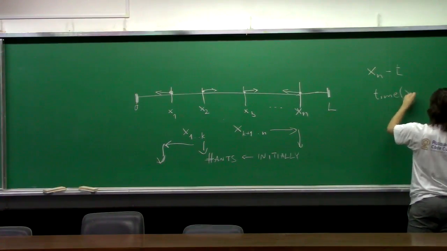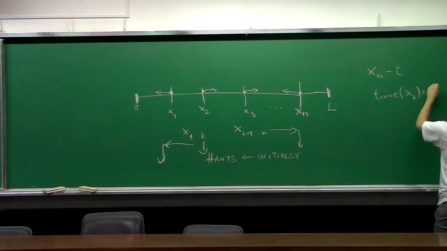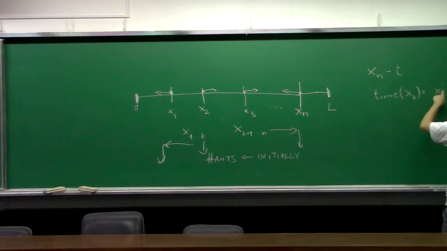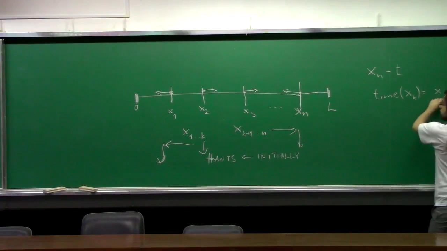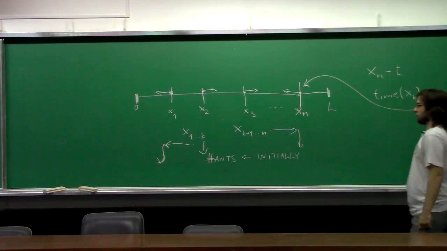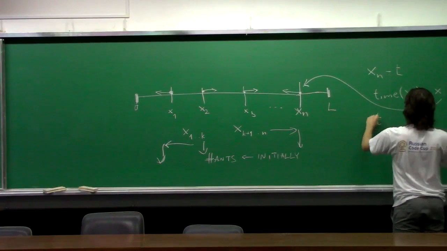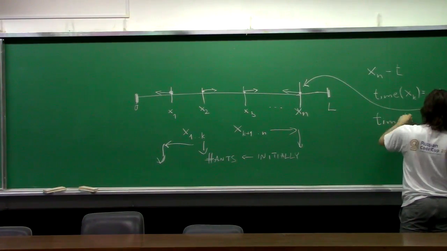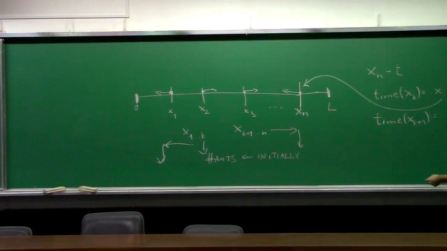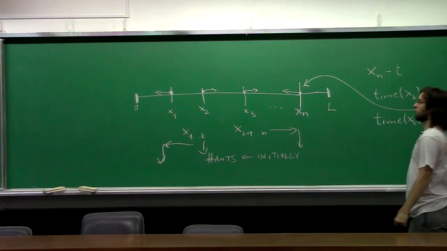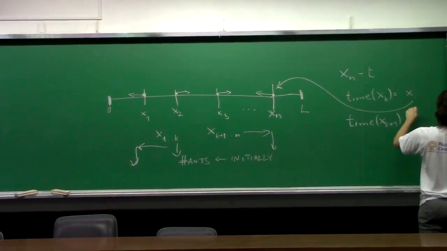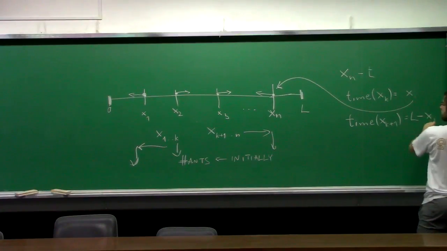Time when xk drops is equal to x of the last ant that moves to the left. And the time when ant xk plus 1 drops is equal to L minus x of the first ant moving to the right.